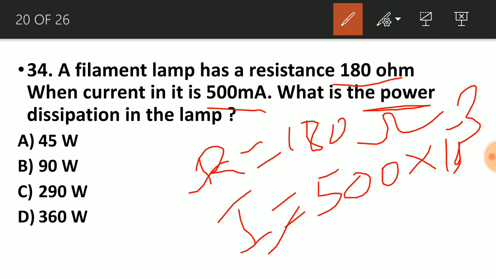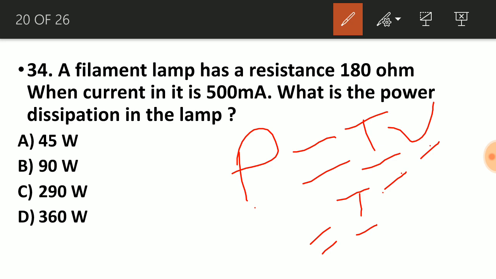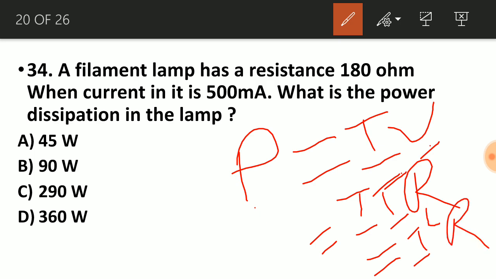The formula to calculate power is P is equal to I into V, VIP. But our V is not given here, so we can use Ohm's law, V is equal to IR. By using V is equal to IR, we can use our formula I squared R. Now on doing I squared R, this is our I, this is our R. On converting into proper units, we will get our answer. That answer will be option choice A, 45 watt. 45 watt is the answer for this question.